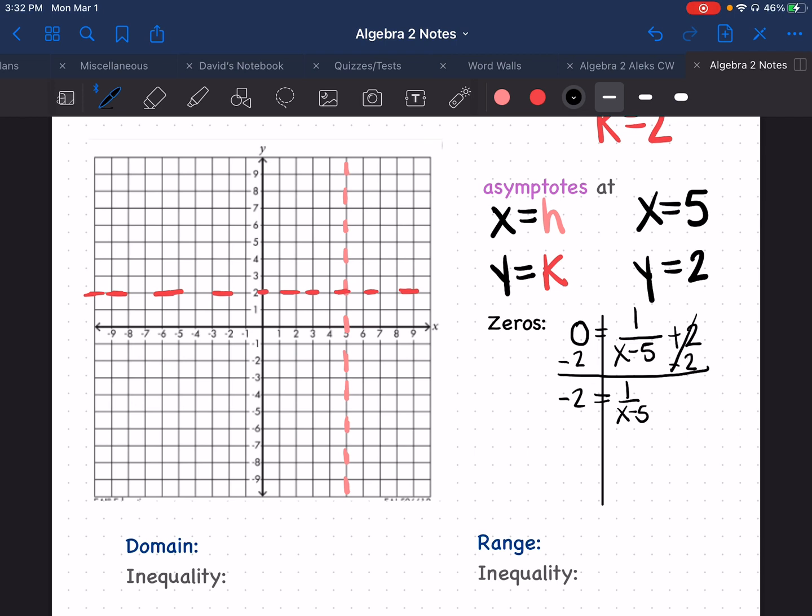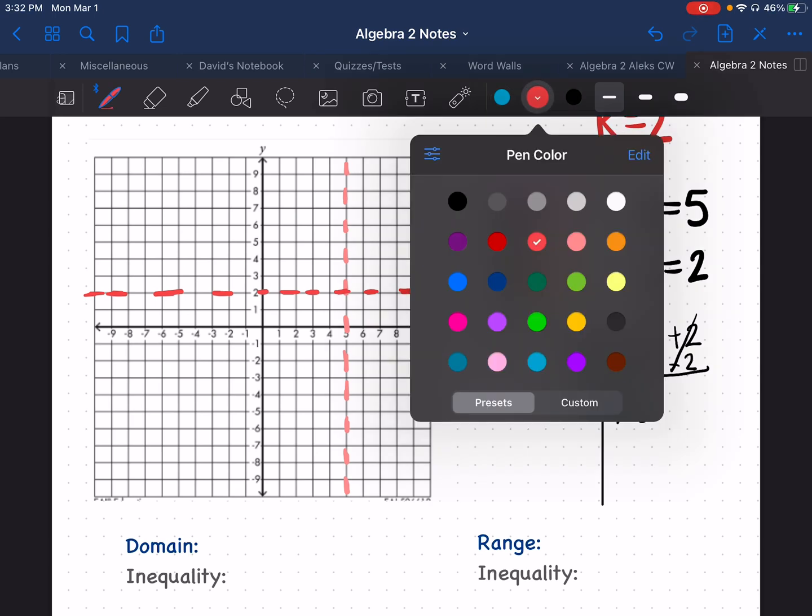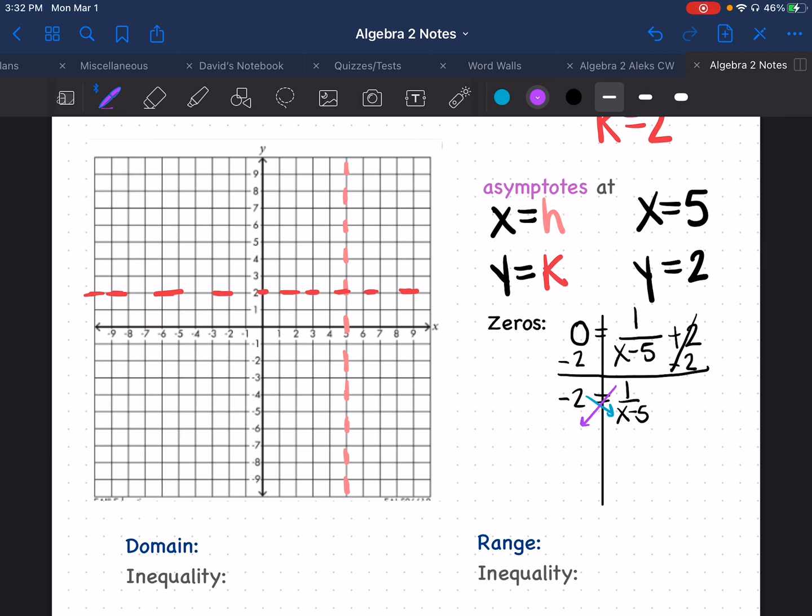And then I'm just going to crisscross multiply. So I'm going to multiply this times this, and then I'm going to multiply this times that. Remember that whenever you have a number like -2, you're going to put it over -1. So for the blue, I would have -2 times x minus 5, and for the purple part, I would have 1 times 1, which is 1.